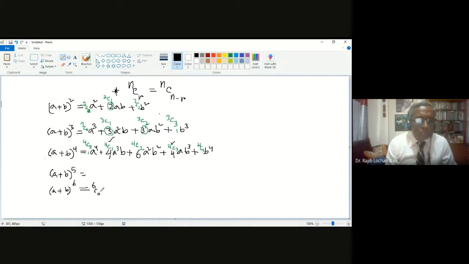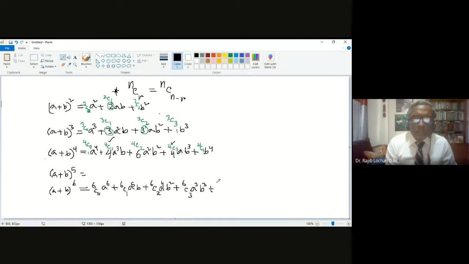6C0, then a to the power 6. 6C0 is always 1 because you are not taking anything. The second number will be 6C1, then a to the power 5 and b. That means 1 less a and b will come. The next is 6C2, a to the power 4 and b square. So a will be less, b will be more. The next is 6C3, a cube, b cube.